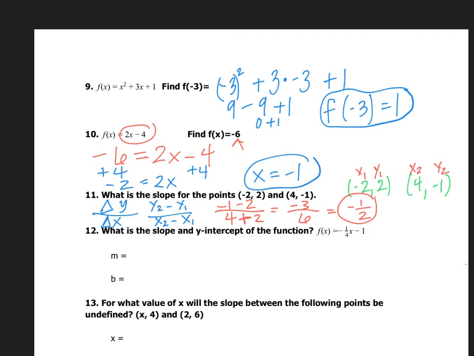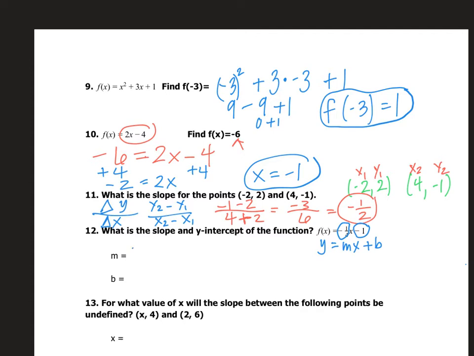Number 12 is asking us for the slope and y-intercept of the function that is given. The function is f of x equals -1/4 x minus 1. This is in slope-intercept form, so this is super easy for us. Slope-intercept form is y equals mx plus b. M is our slope and b is our y-intercept. So all we need to do for this problem is just be able to recognize what is the slope and what is the y-intercept and write it down.